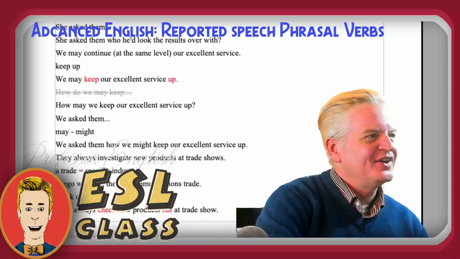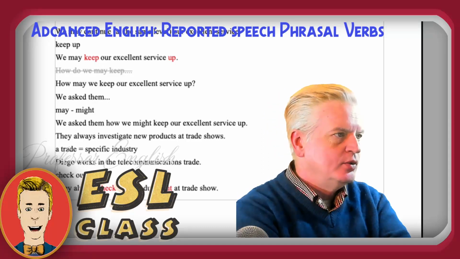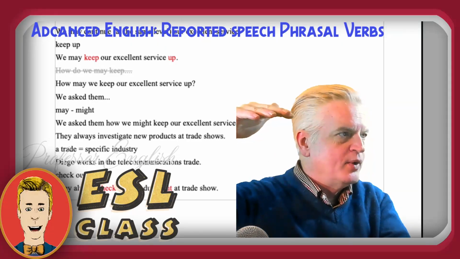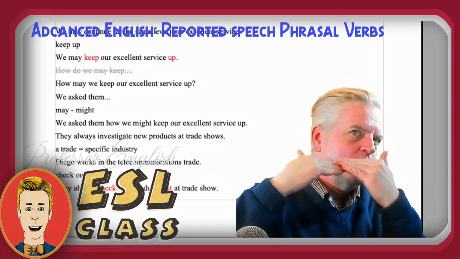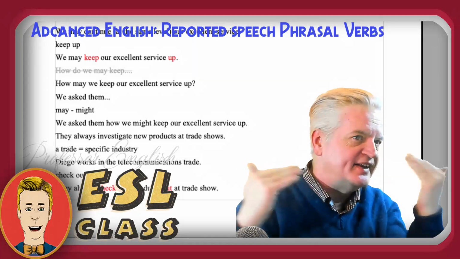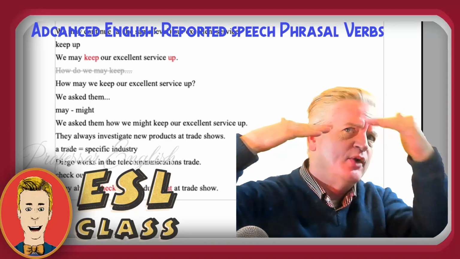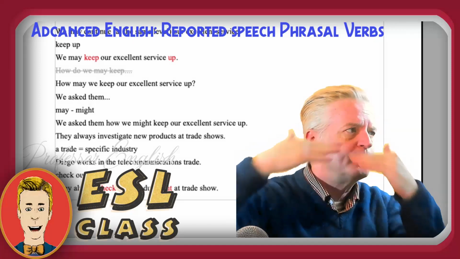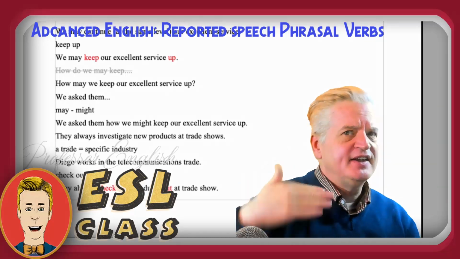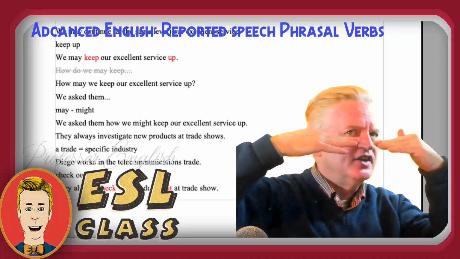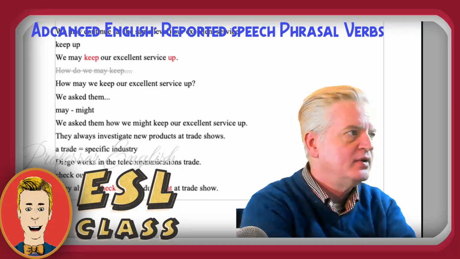All right, let's try another example. Now we have a sentence here, which is, we may continue at the same level our excellent service. So this idea of continue at the same level, or maybe maintain, if you know that word, means keep it at this level. Don't go up, don't go down. Keep it right here. And there's a very common phrasal verb that we use for this idea of keep things, maintain things, keep them at this level. And that is keep up something.